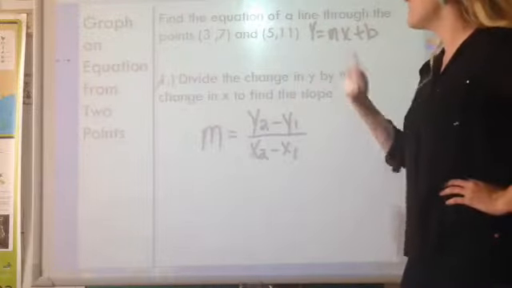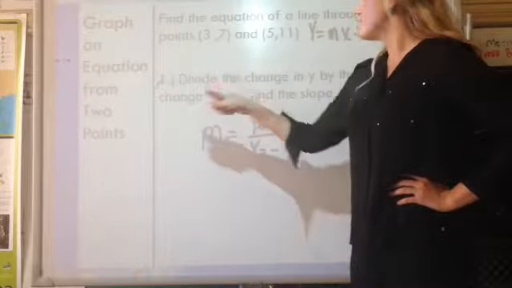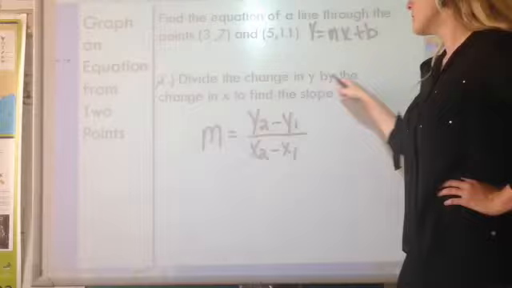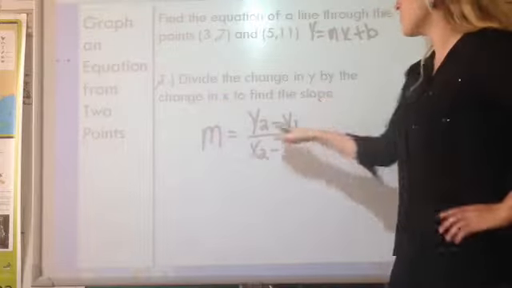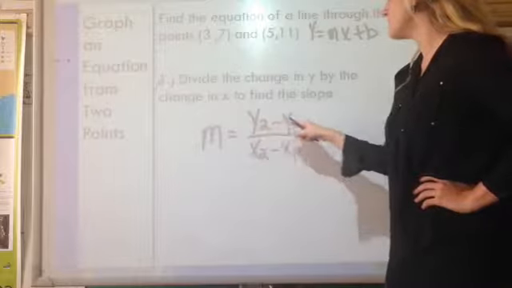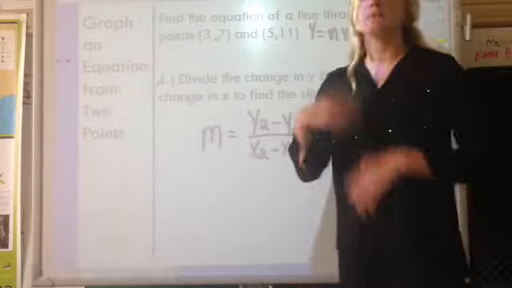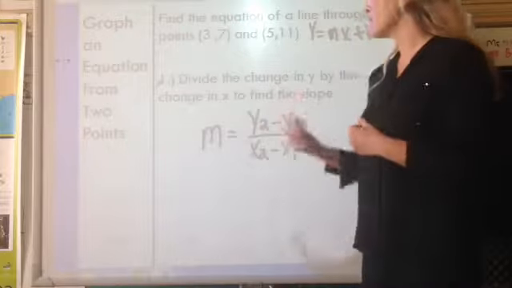Our very first step in doing this is to find the slope. The way that we do that is we divide the change in y by the change in x. I want you to write this equation down on your notes page: m equals y2 minus y1 over x2 minus x1. I'm sure you're wondering, what in the world is she talking about?